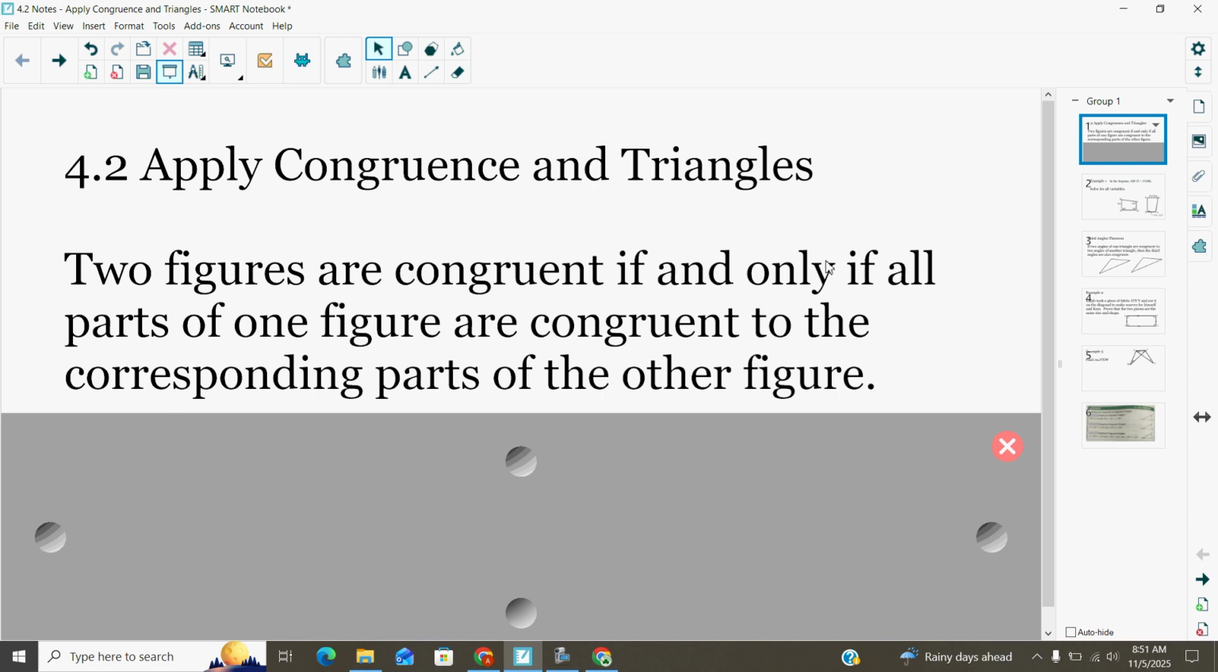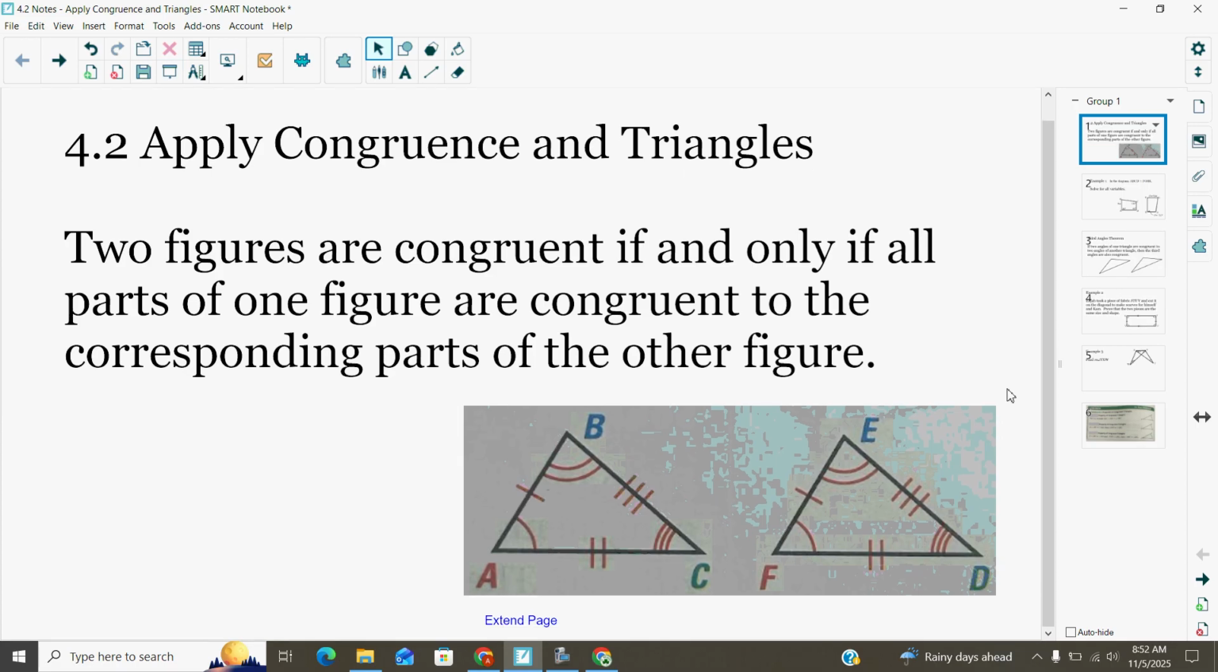Any two figures are congruent if and only if all parts of one figure are congruent to the corresponding parts of the other figure.